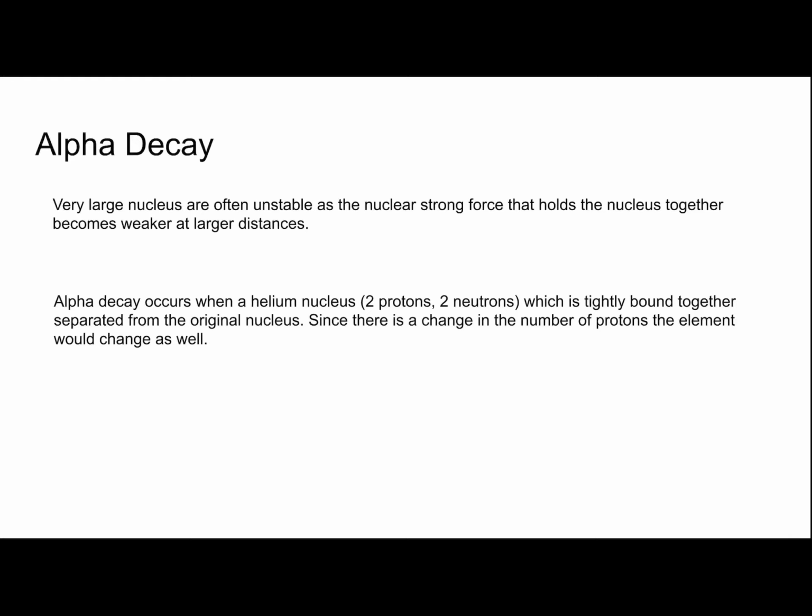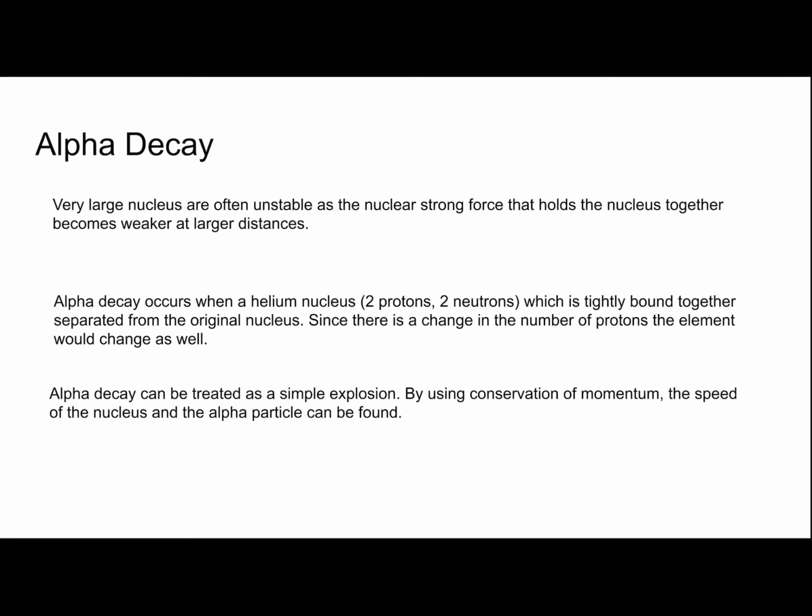So in alpha decay, 2 neutrons and 2 protons are emitted. Therefore, the proton number has changed, the atomic number has changed, and the element will also change. Alpha decay can usually be treated as a simple explosion. So we can use conservation of momentum, and by using conservation of momentum, the speed of the nucleus and alpha particle can be found. The speed and the amount of energy they have can also be found.